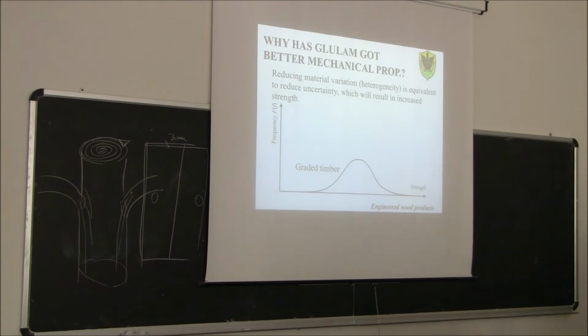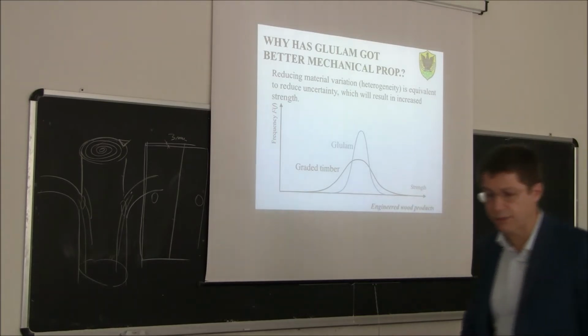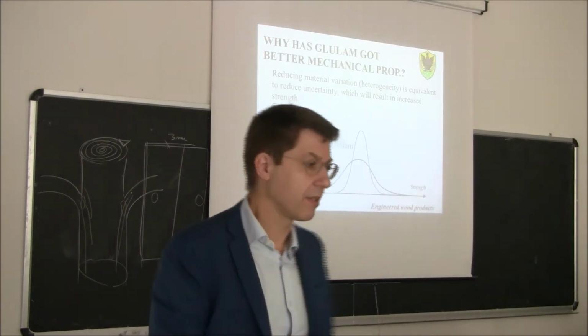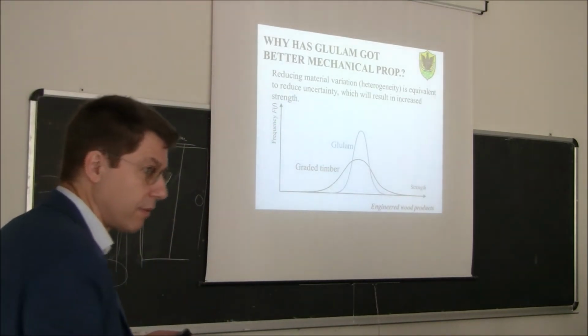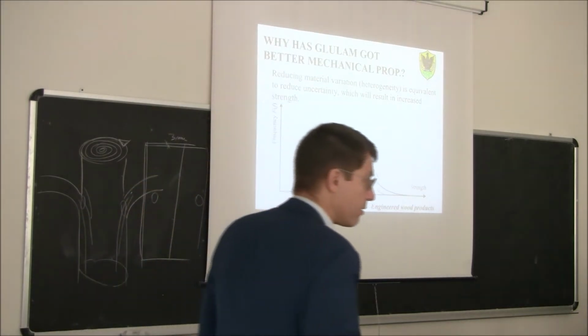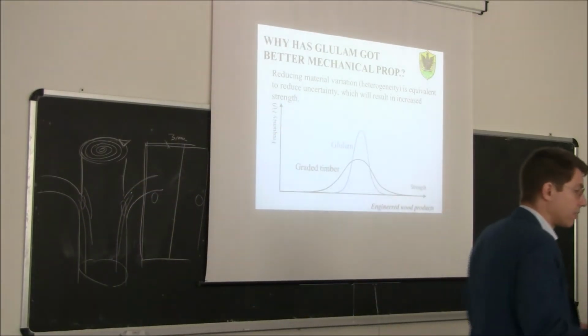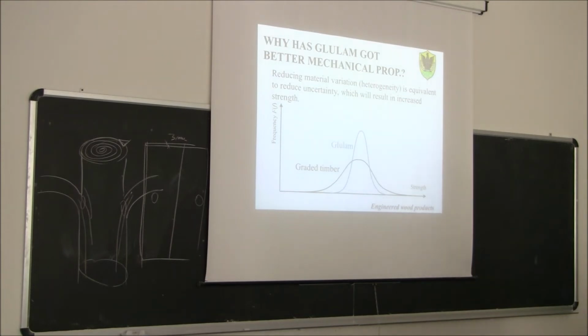So if you compare now the trend of the probability density function for glulam, you will see that this curve is higher and narrower. What does it mean? If you remember what we studied two years ago in reinforced concrete design, what does it mean that the probability density function is narrower? Less dispersion, less scatter of results. It means that the material is more reliable the narrower the curve.